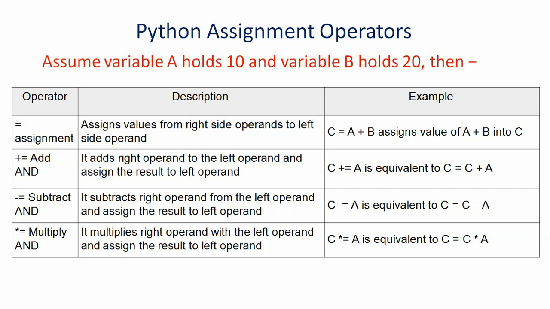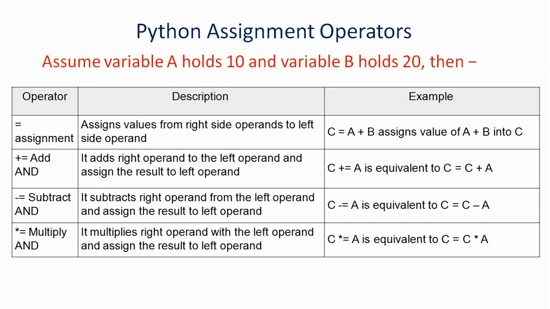Minus equal, subtract and. It subtracts right operand from the left operand and assigns the result to the left operand. C minus equal to A is equivalent to C equal to C minus A.